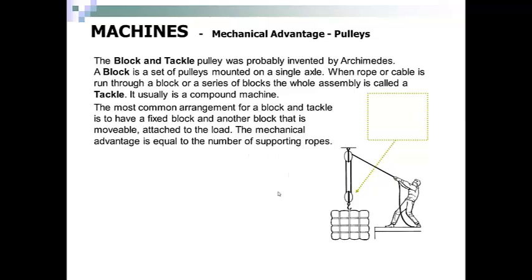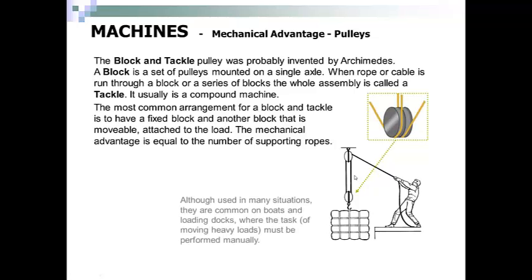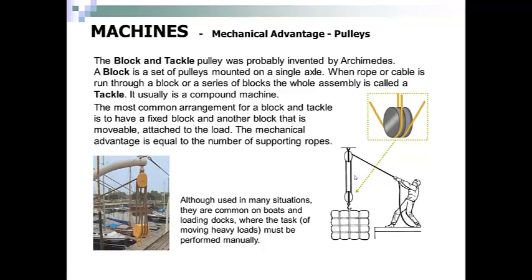So here we have a block and tackle. We have 1, 2 supporting ropes, so it has a mechanical advantage of 2. Although used in many situations, they are common on boats and loading docks where the task of moving heavy objects must be performed manually. So here's a real-life example of a block and tackle.